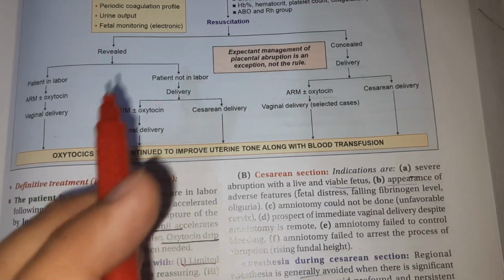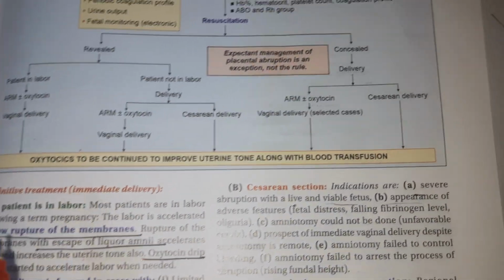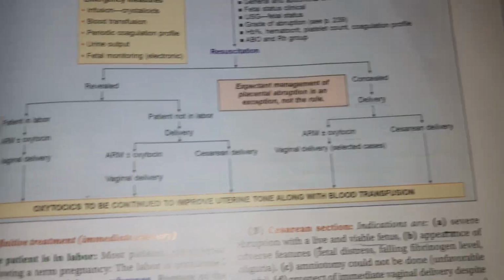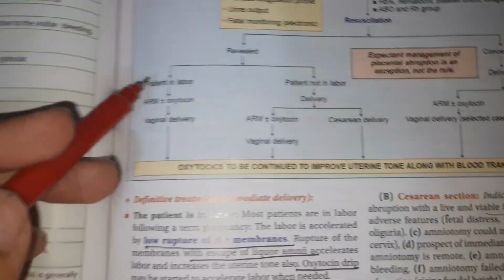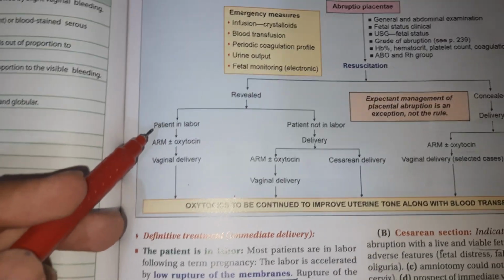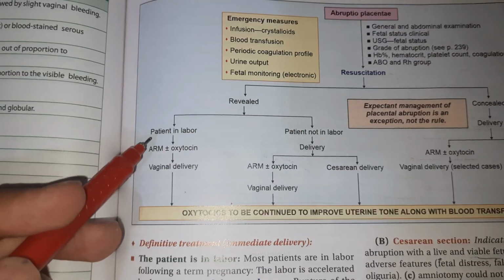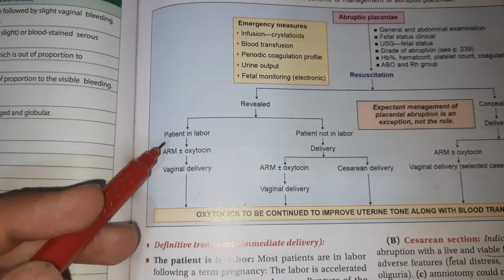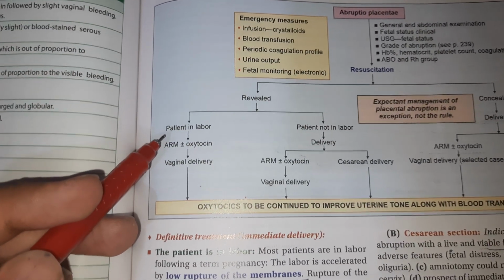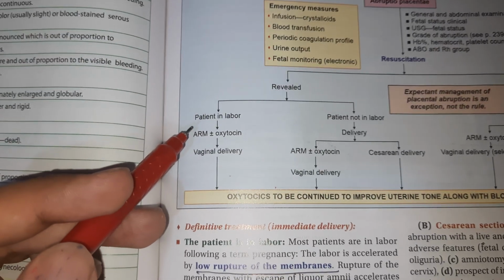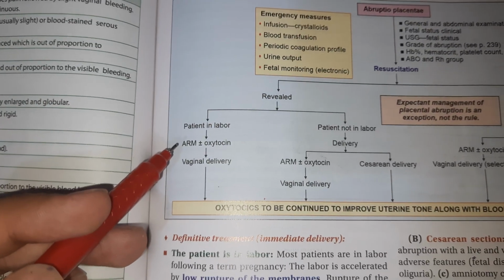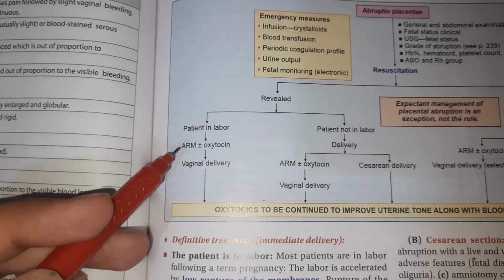And if the patient in the revealed type is in labor, most patients are in labor following the term pregnancy. The rupture is accelerated by low rupture of membrane. The rupture of the membrane with escape of liquor amnii accelerates the labor and also increases the uterine tone. The oxytocin drip may be started to accelerate labor when needed.